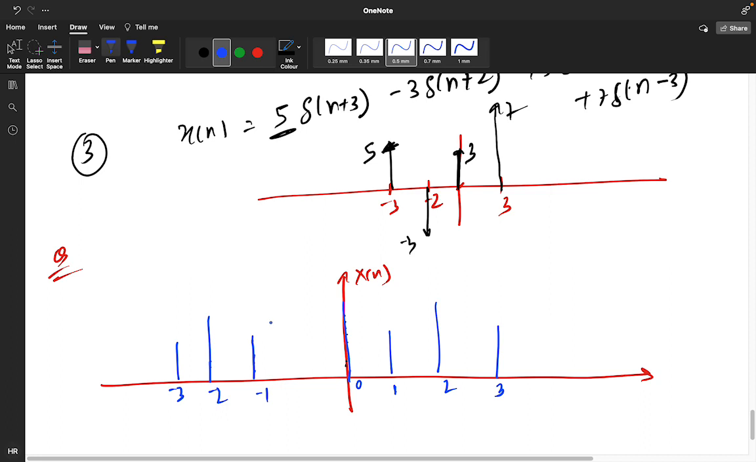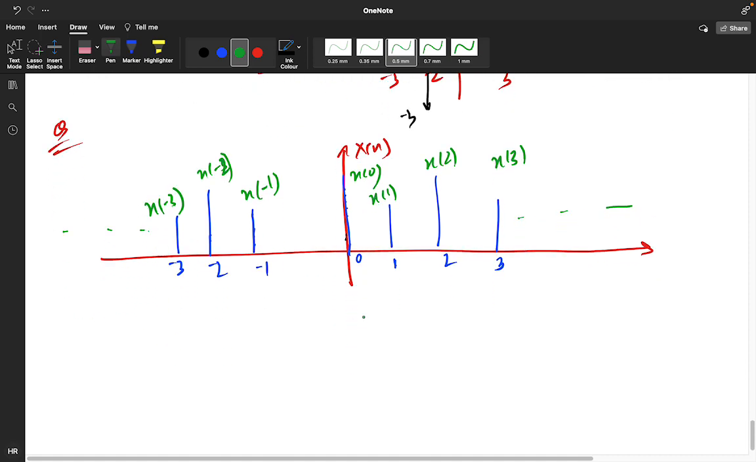Okay, so they had given you this: this value is x of minus 3, this is x of minus 2, this value could be x of minus 1. This value could be x of 1, x of 2, x of 3, like that. It's going, and this is x of 0. So how will you write it in the form of x of n?